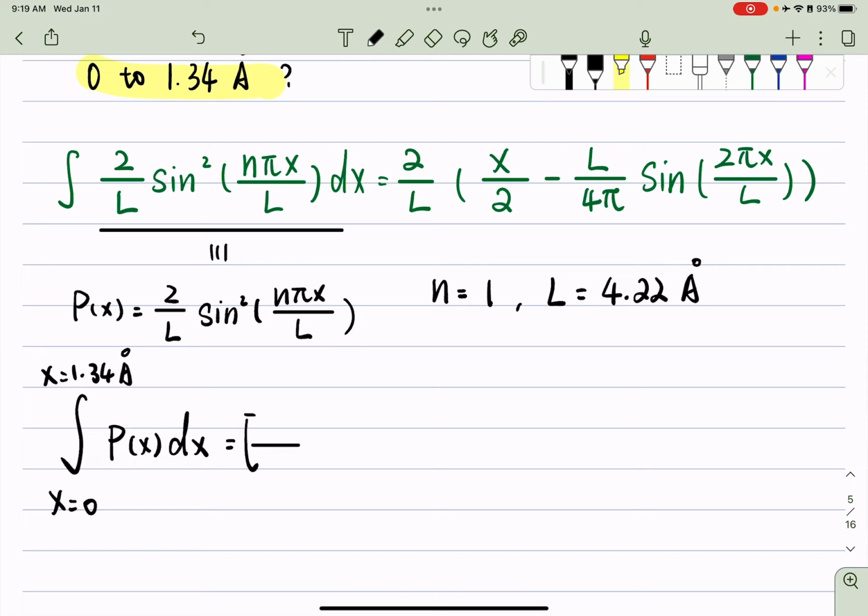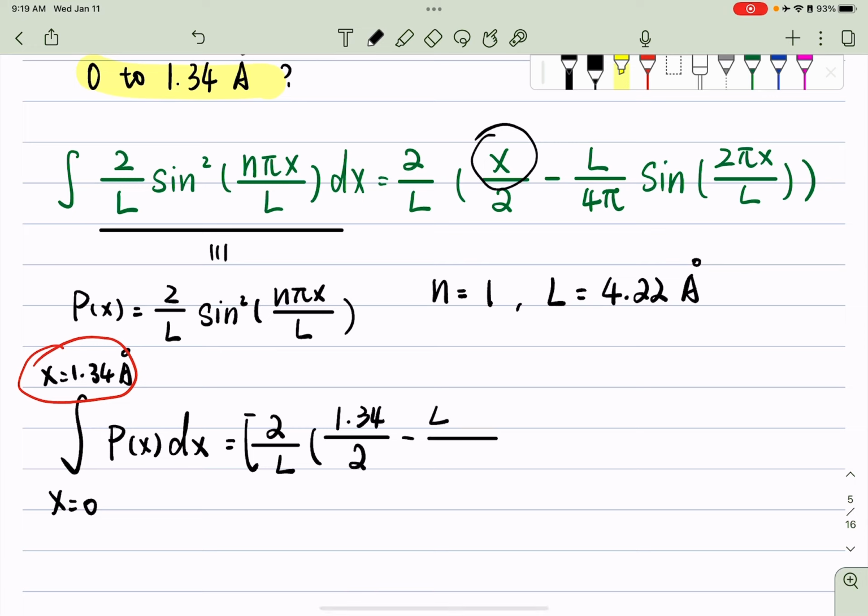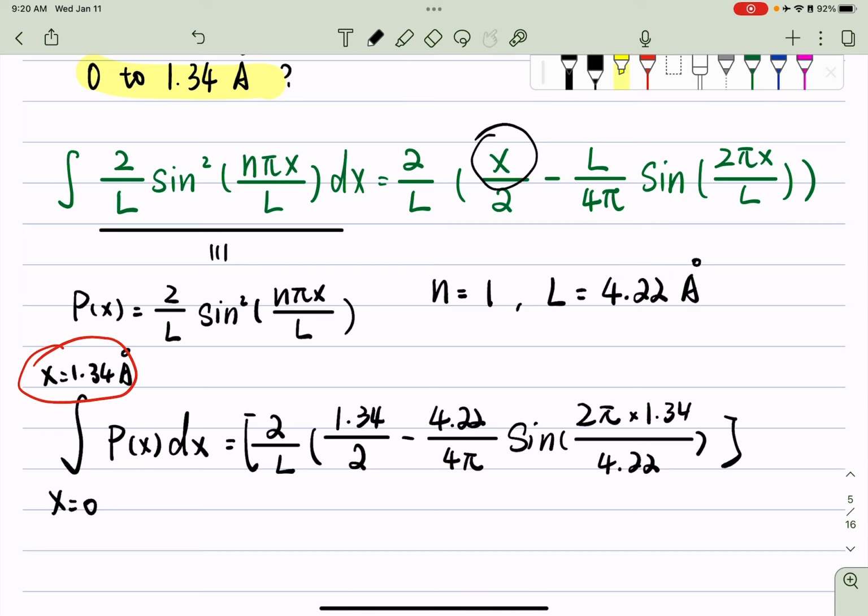So first we look at the top one, right? So that's the 1.34. So that's 2 over L times 1.34, which is the x here, over 2 minus 4.22 over 4 pi times sine 2 pi times 1.34 over 4.22. All right, so this part, we're calculating the top part.